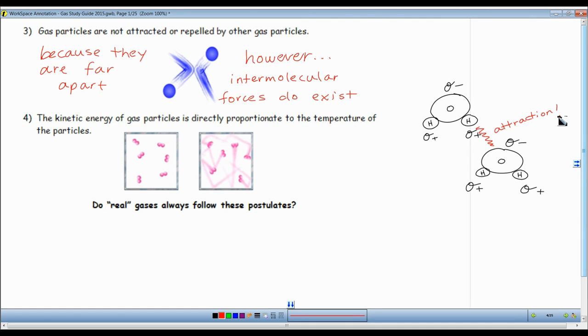So what we're going to find later on is, what if I decrease the volume? What if I put water vapor in a really small container? Well, now there might be some more significant attractive forces than if they were in a large container, because now I'm kind of forcing those particles to be a little bit closer to each other.